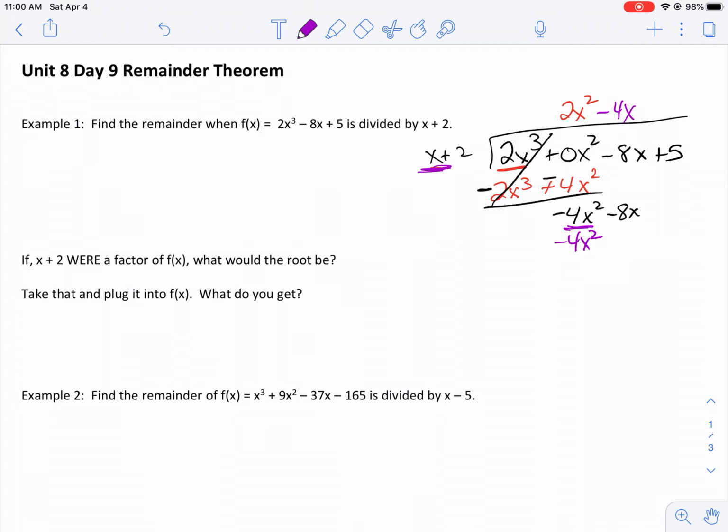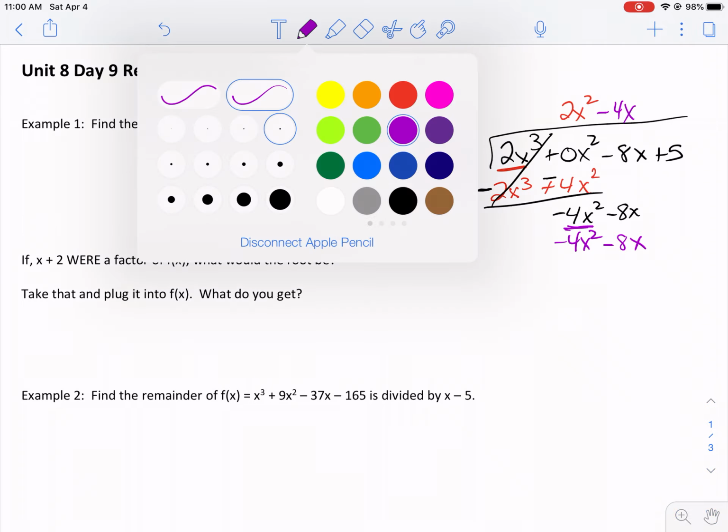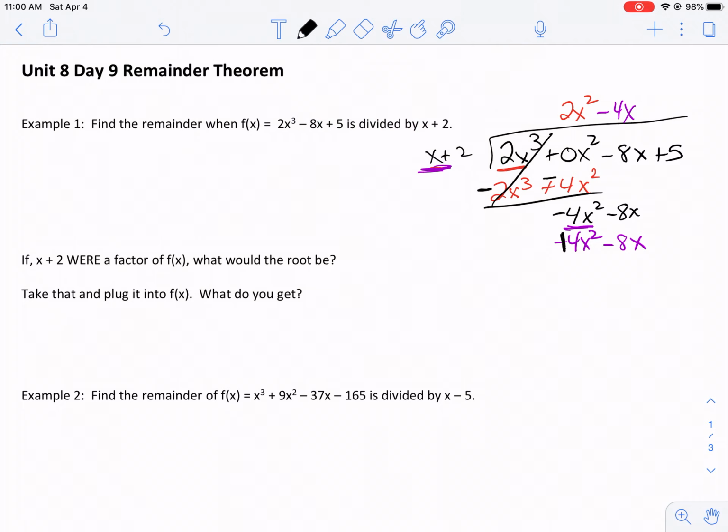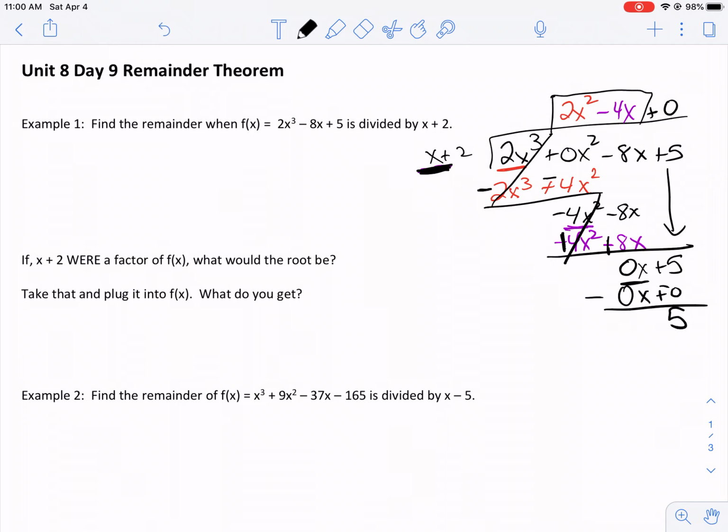So we get negative 4x squared minus 8x when we distribute. Subtraction step, change both the signs. That leaves us with 0 x's. Bring down the 5. What do I multiply x by to get 0x? Multiply it by 0. So 0x plus 0. Change the signs for subtraction, and I'm left with a remainder of 5. Okay, so the quotient, we don't need to put the 0 on it, is just 2x squared minus 4x, and the remainder is 5.